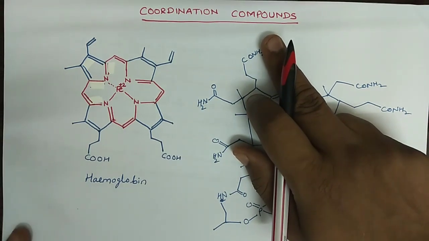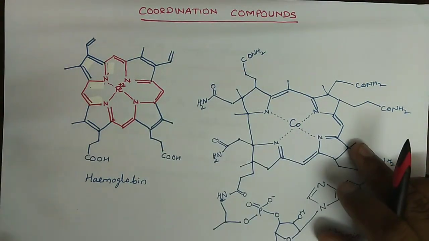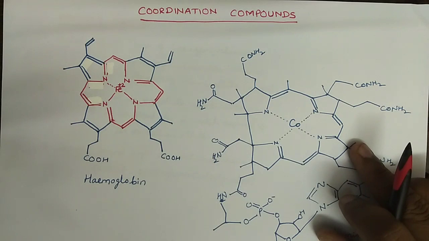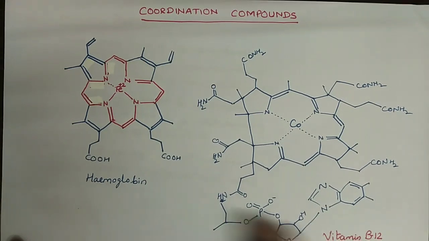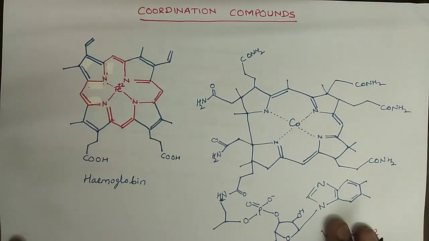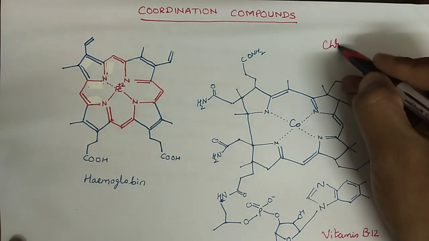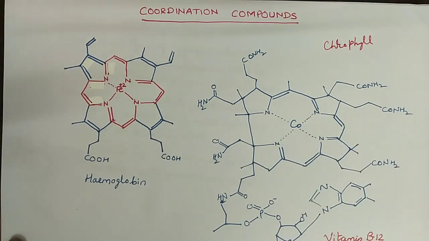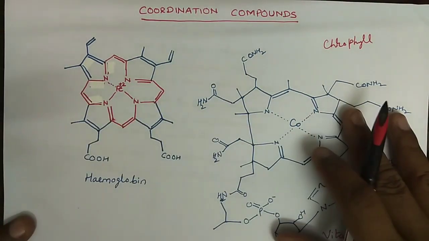Why coordination compounds? Because the bonds involved are coordinate bonds, right? Such types of bonding are called coordination bonding, and the compounds are called coordination compounds. In NCERT we have been given these two examples, and there's one more example, that of chlorophyll. I haven't drawn the structure of chlorophyll on this page, because whatever message you want to get from these structures, you will get, right?